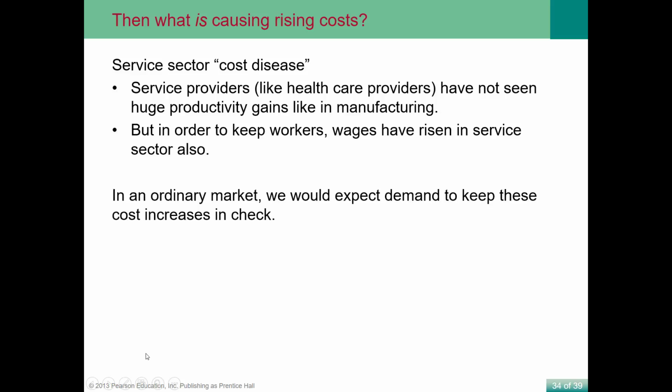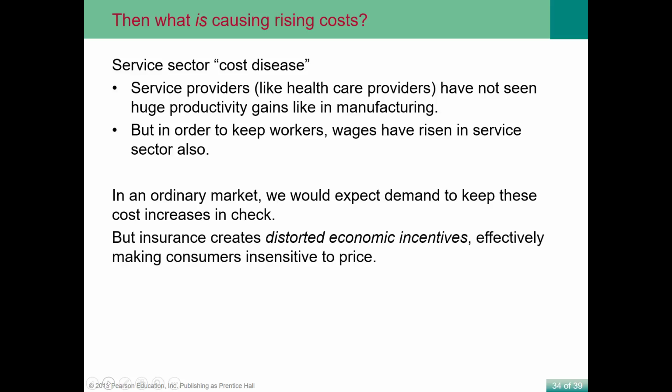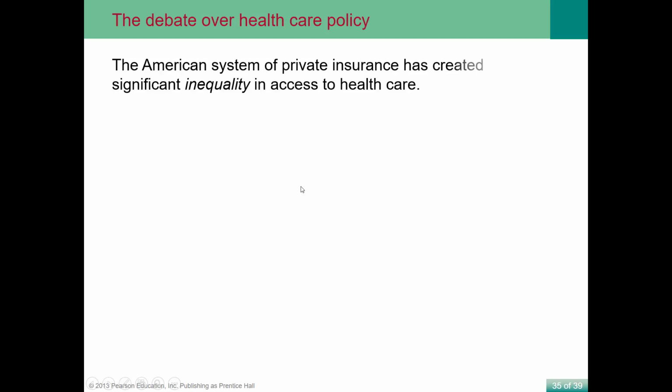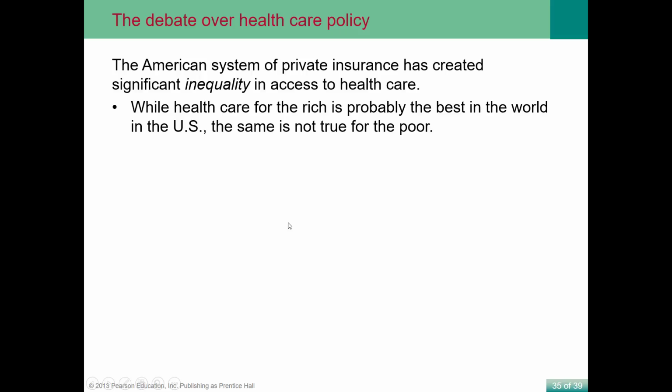In an ordinary market, we would expect demand to keep these cost increases in check. But again, there's a lot of interference in the supply and demand of this. Insurance creates a distorted economic incentive, effectively making consumers insensitive to price changes. If we're not sensitive to price changes, this can lead to the cost disease. It's still not obvious why these effects seem to be worse in the United States than other countries. Maybe it's a combination of all of these things.